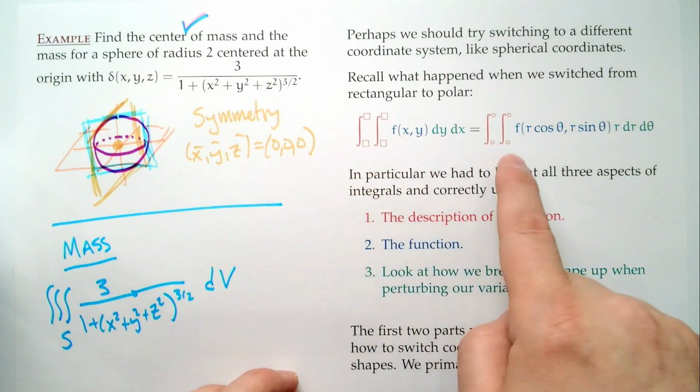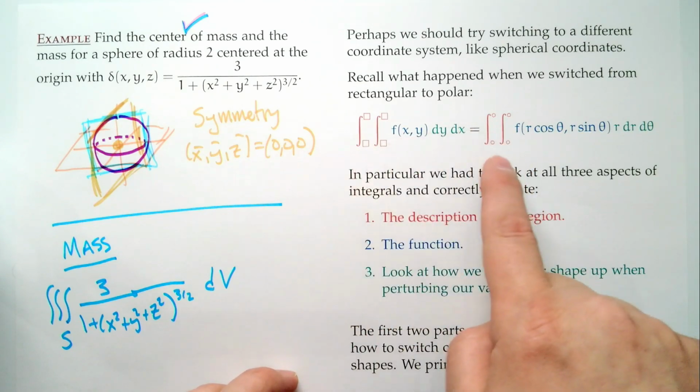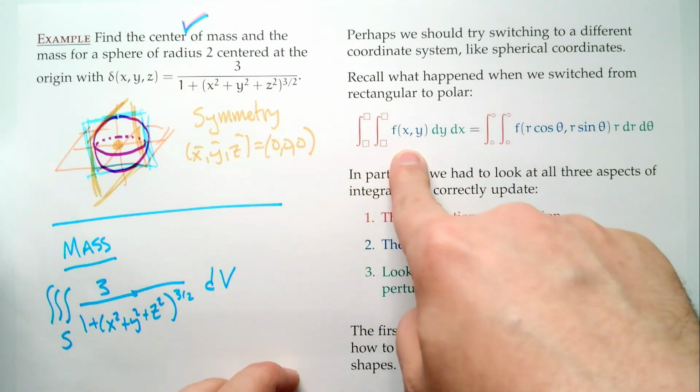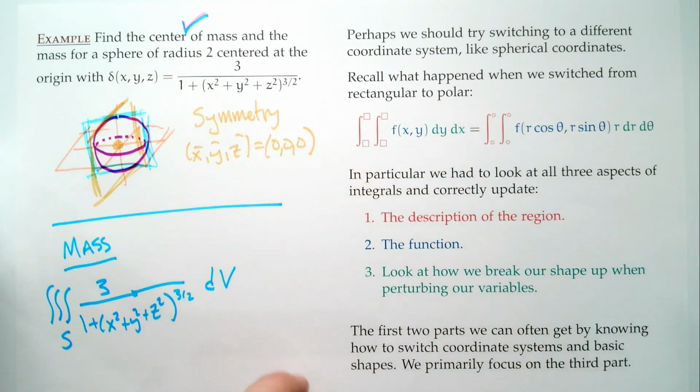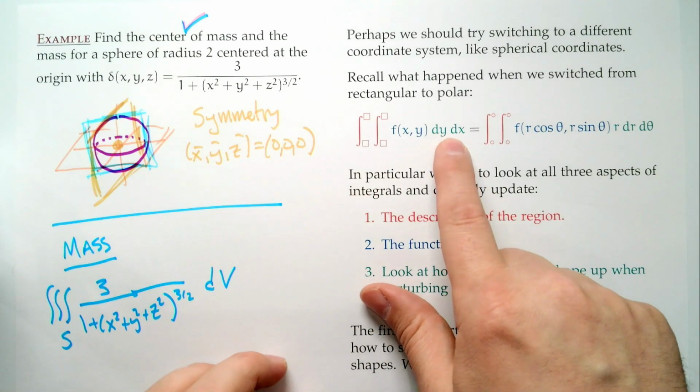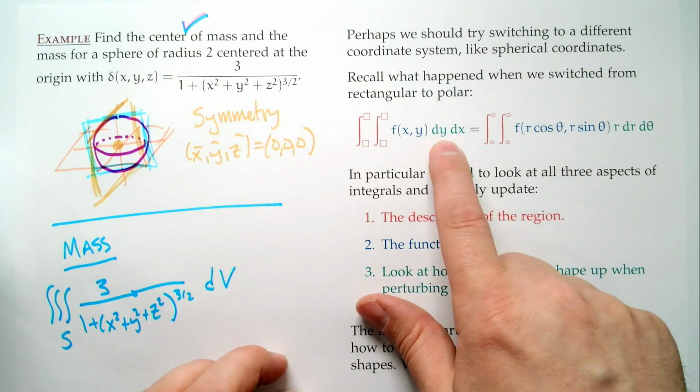Now this is, of course, just 2-dimensional, but this is how we went from the rectangular or Cartesian towards polar. The next thing is the function. We have to understand what the function is. So we have to adapt it to the variables in our coordinate system. Well, that's usually not too bad because we have rules to say how do you go from one coordinate system to another coordinate system.